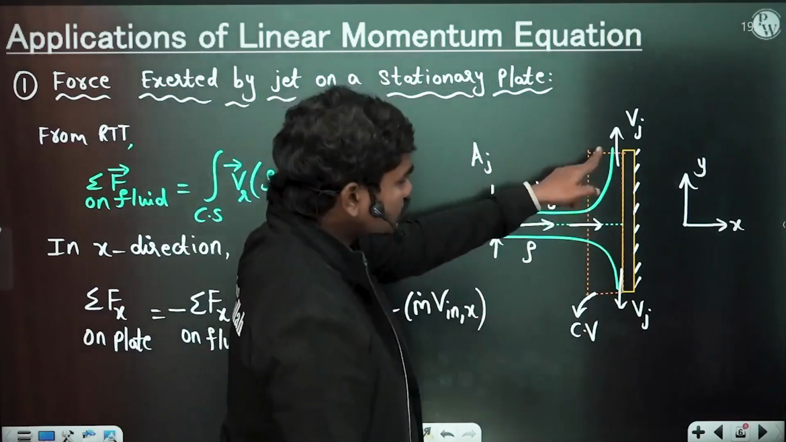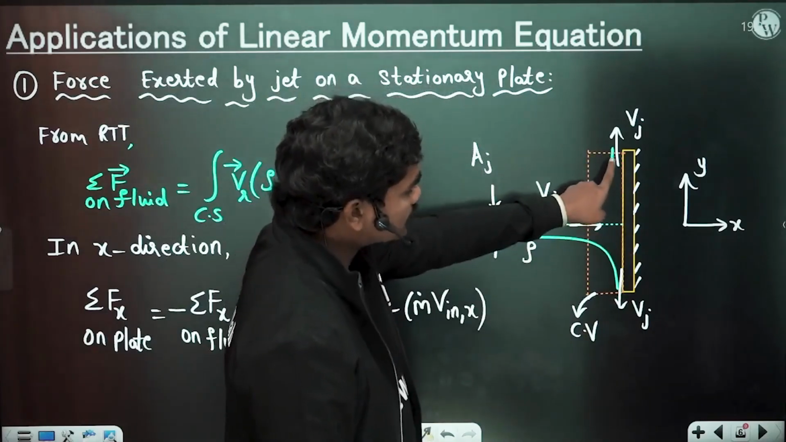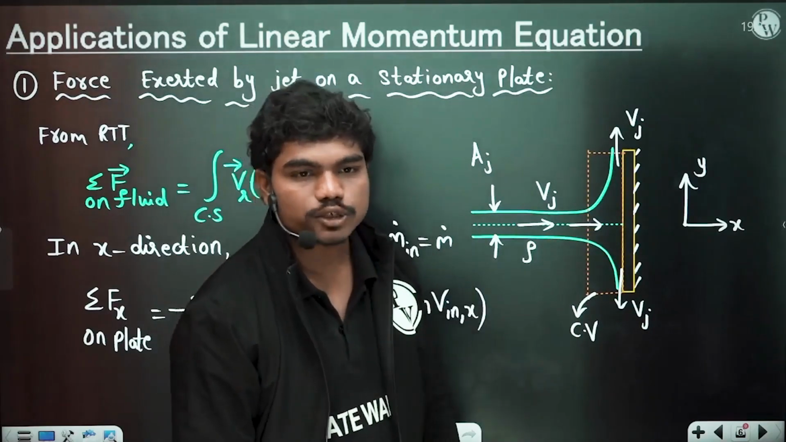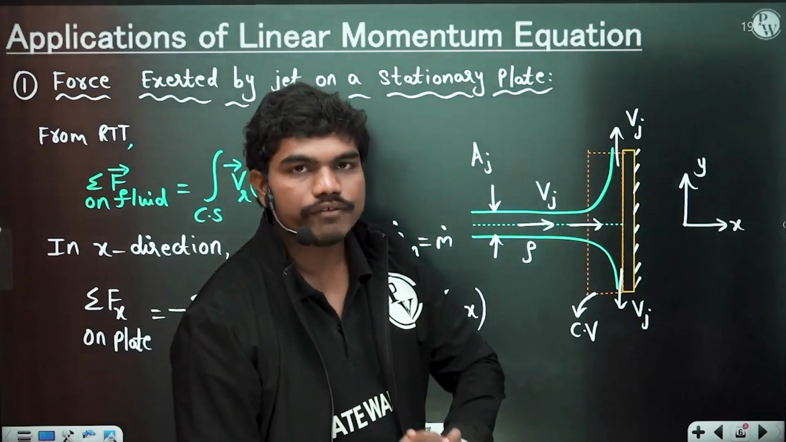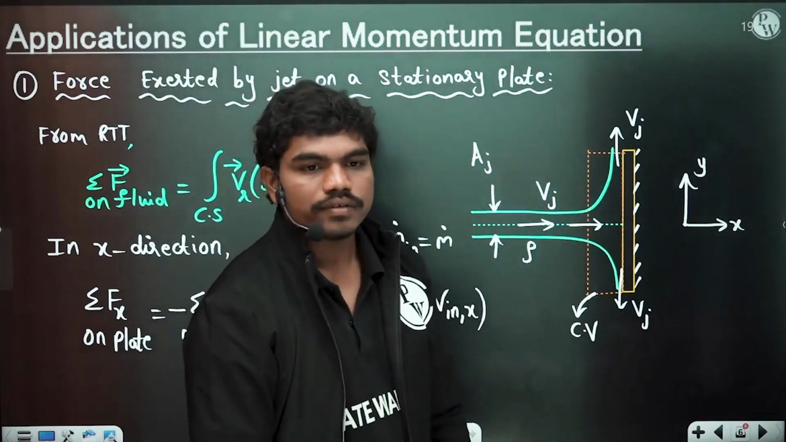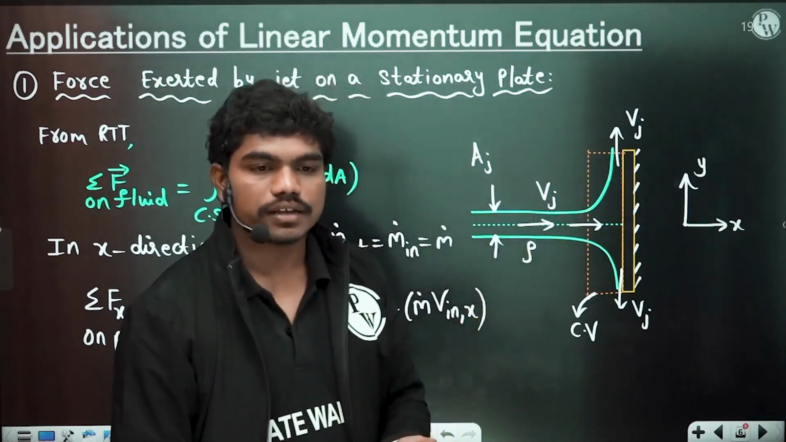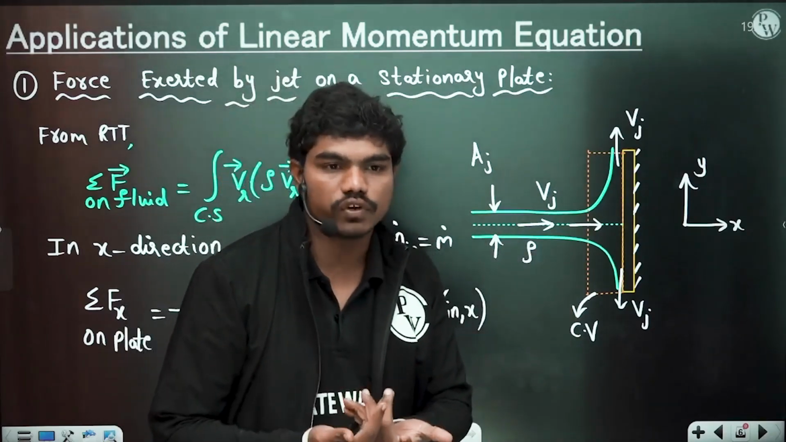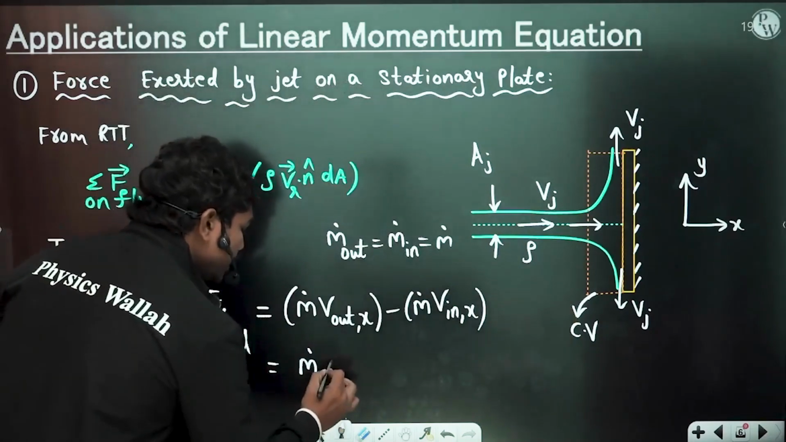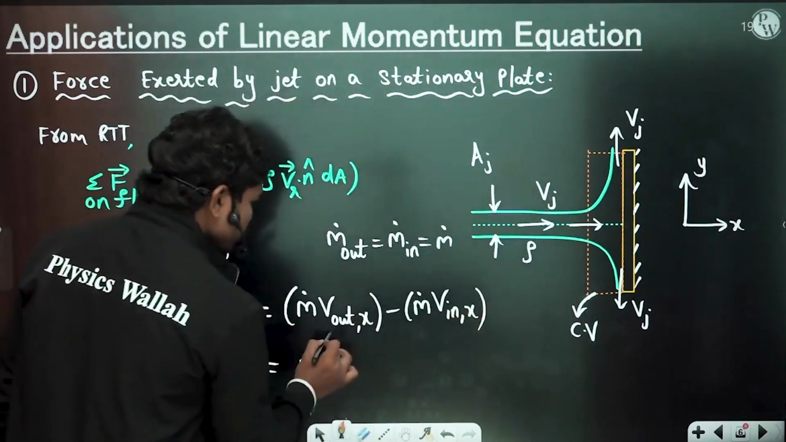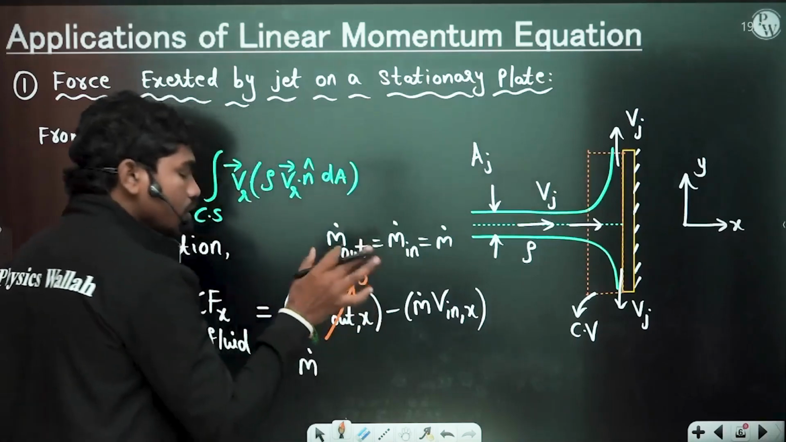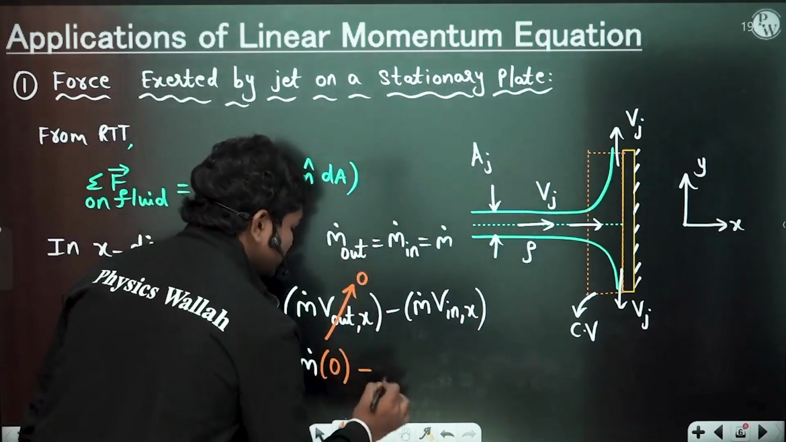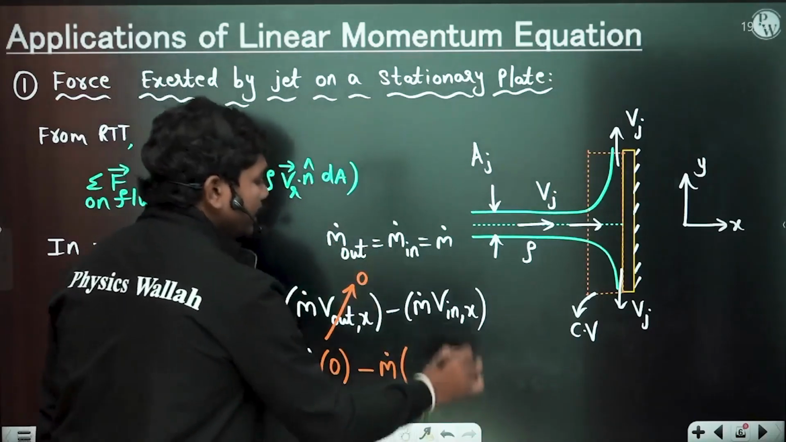So tell me, in this control volume, fluid is leaving exactly in the y direction. Is there any fluid which is leaving in the x direction at the outlet? No, there is no fluid leaving in the x direction, correct? So therefore this v out x is basically 0. There is no fluid which is leaving in the x direction. So this is m dot times 0, minus m dot times v inlet in the x direction.